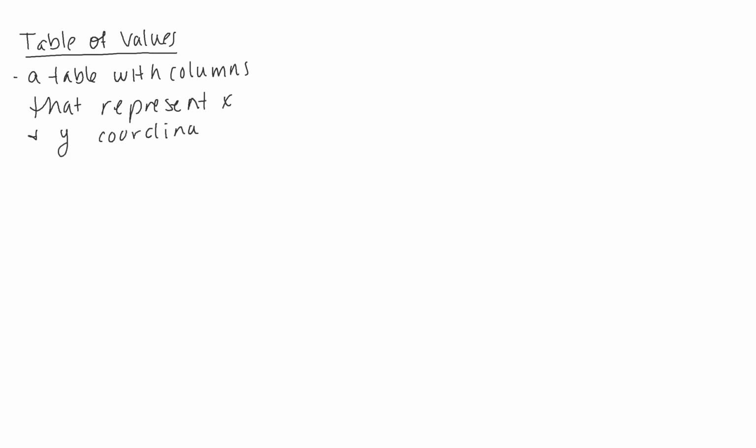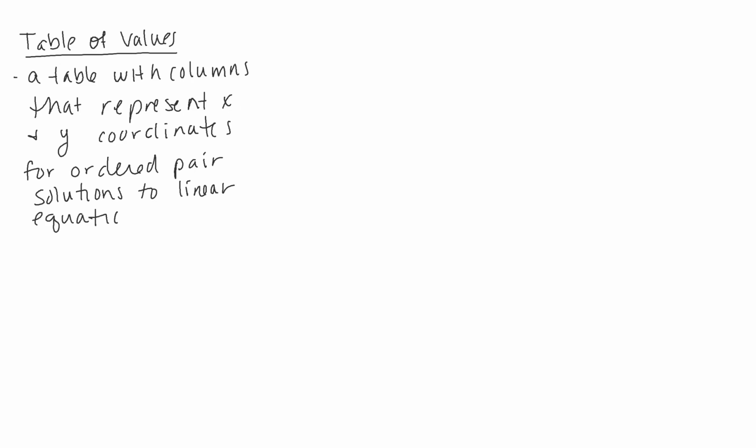So this is a table with columns that represent x and y coordinates for ordered pair solutions to linear equations. Now, you can use these tables of values for equations that are not linear, but in this case, again, at this moment in your math career, we're just looking at linear stuff.